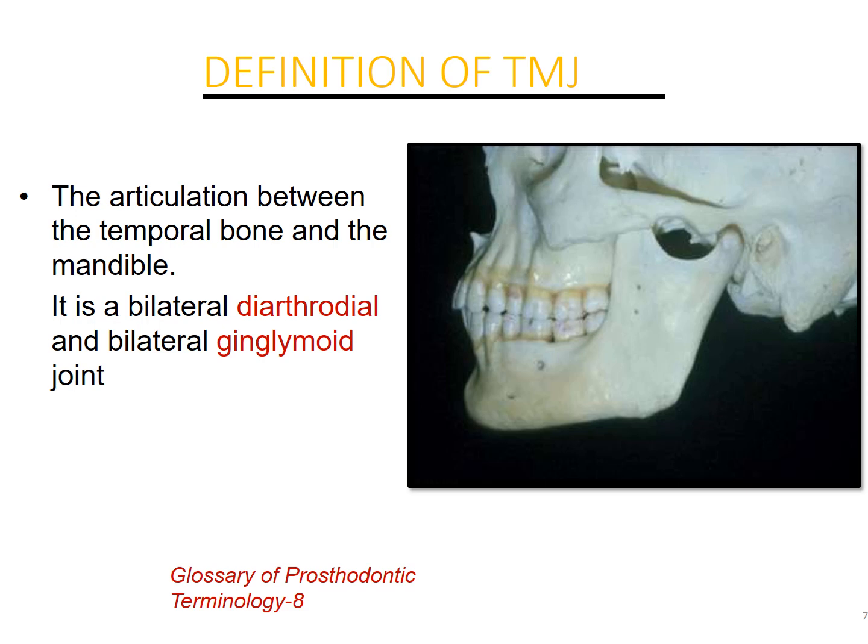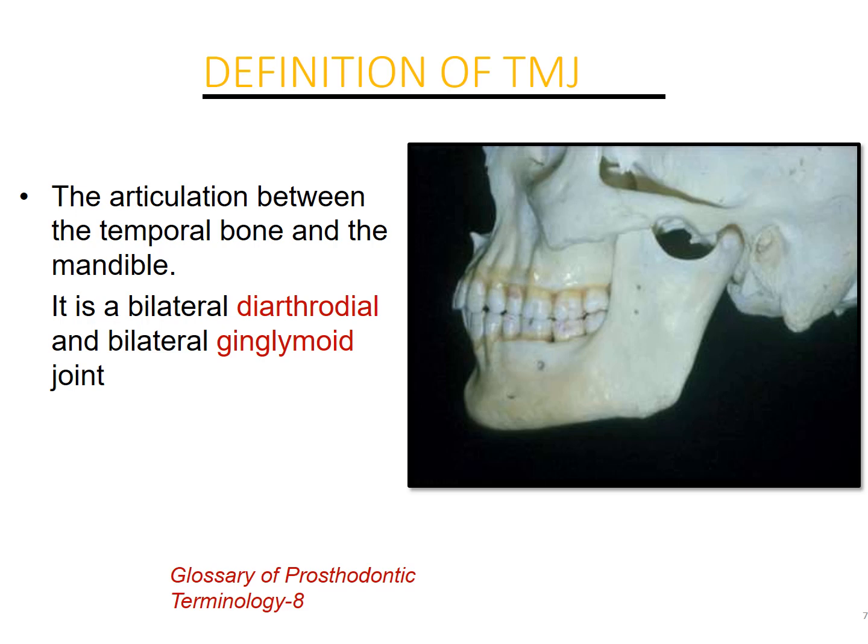It is a bilateral, diarthroidal and ginglymoid joint. This means that it is a joint which exhibits two motions: one is the pure rotatory motion around the terminal hinge axis, and the second is a translatory motion. So this is what is known as ginglymoid. Diarthroidal means a rotatory motion around the terminal hinge axis, which defines the centric relation.